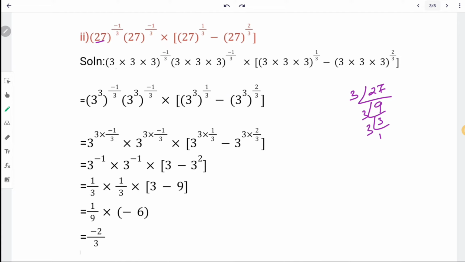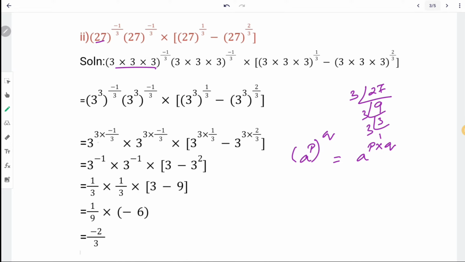Now in place of writing 3 into 3 into 3, I can simply write it as 3 to the power 3. Okay, so you can see once again that is what I have done here everywhere. Now this is of the form a to the power p and then q, which simply means I have to multiply the powers, p into q, right? So that's what I'm doing.